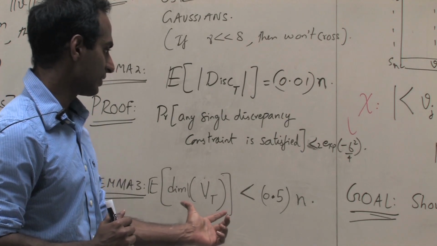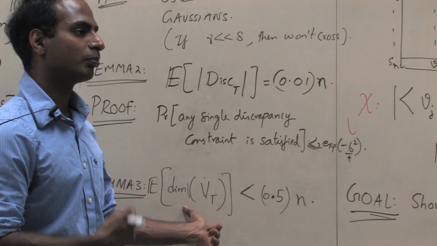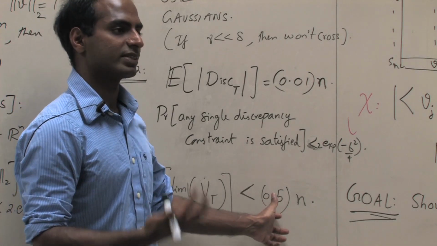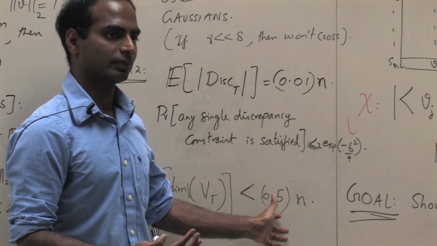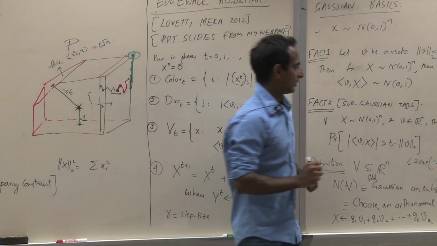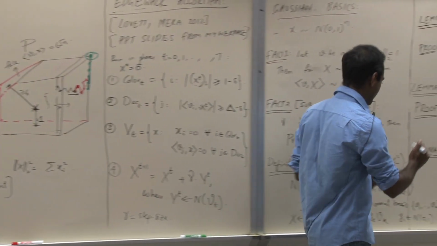What's another way of saying the same thing? You must have imposed at least n over 2 constraints on yourself. Okay? So you're not walking somewhere here. You're walking in a very low dimensional space. You have satisfied many constraints. Okay? And why is this?